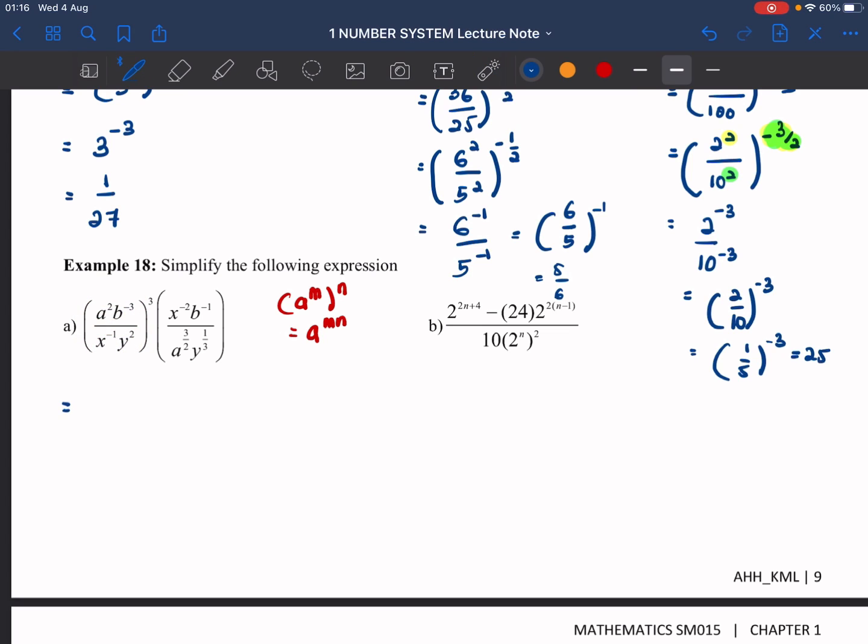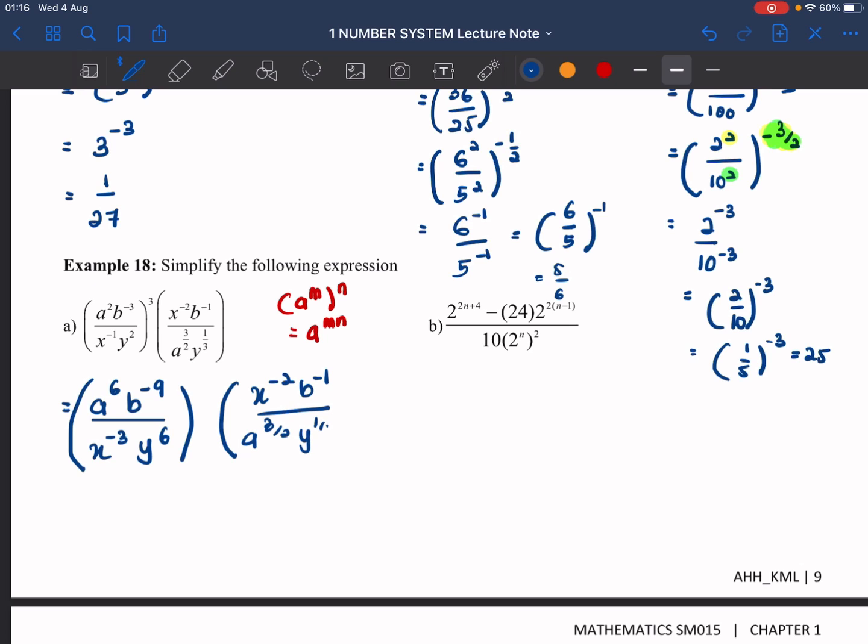So we will get A, 2 times 3 we have 6. B negative 3 times 3 we have negative 9, over negative 1 times 3 we have negative 3. So X negative 3 and Y 6. Okay, one thing settled. The other side we just copy back. X negative 2, B negative 1, A 3/2, Y 1/3.